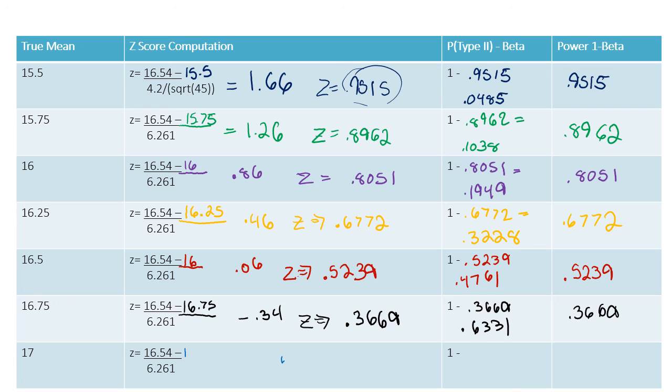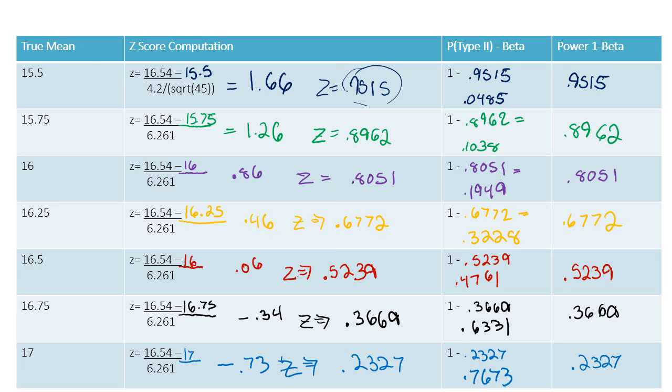We take 16.54, subtract away 17, divide by sigma over the square root of n. That gets us a z-score of negative 0.73. The area under the curve associated with that z-score is 0.2327. 1 minus 0.2327 gives us a beta of 0.7673.